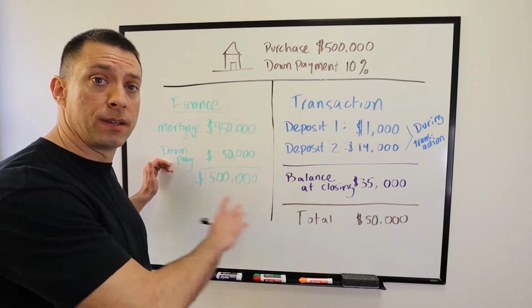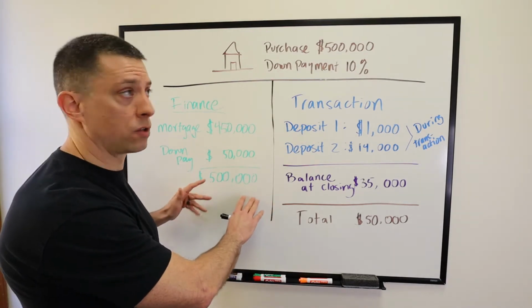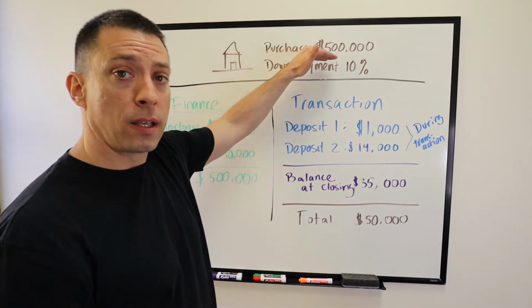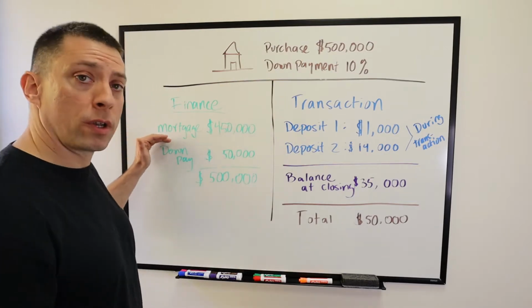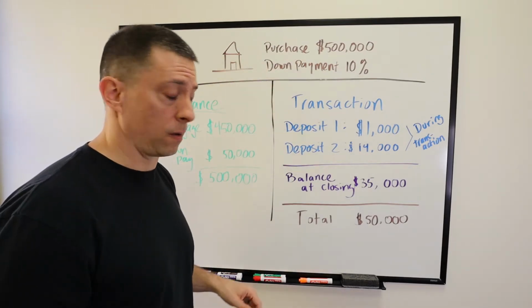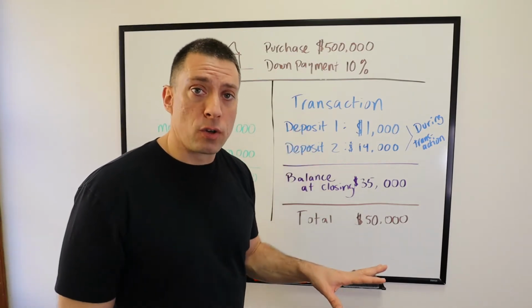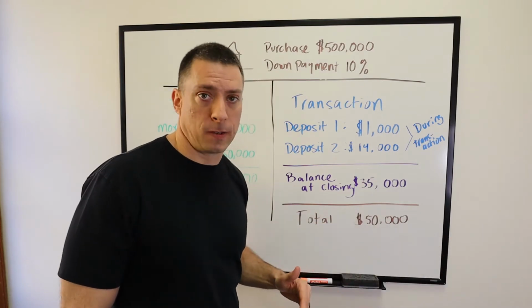Down payment is the $50,000, which totals your $500,000, which is the offer that you're making to the seller who's selling their home, right? So this is your mortgage plus your down payment is going to equal your total purchase price to the seller. So that's pretty straightforward. Where people get confused a little bit is how that relates to deposits.